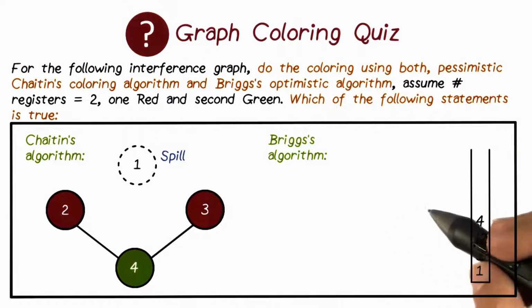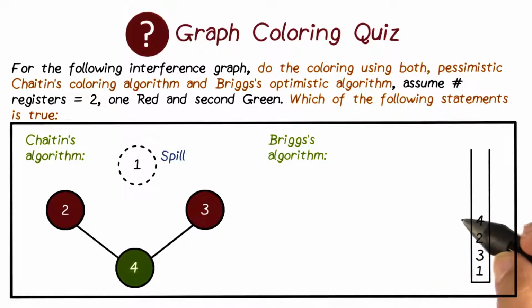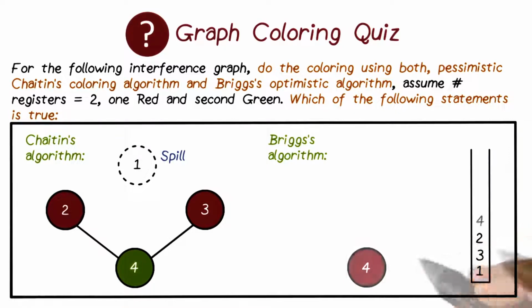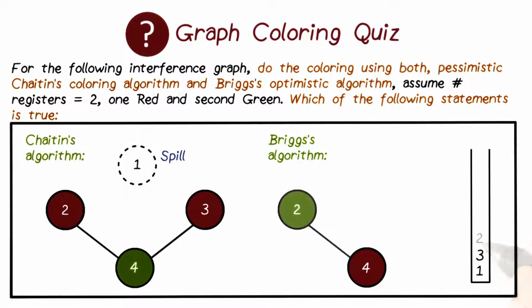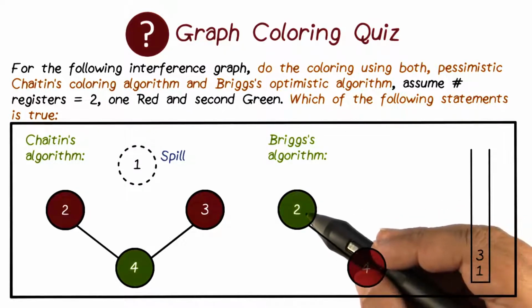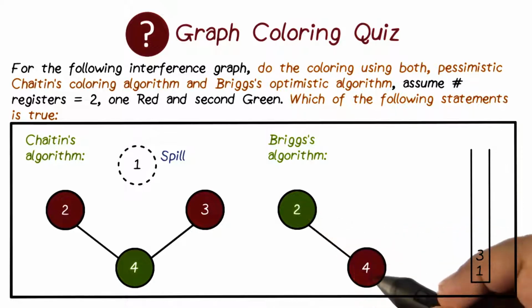No spill decision has been made yet, and now what Briggs' algorithm will do is take these nodes one by one off the stack and assign each a color if available. So what it has done is taken off node 4, which was at the top of the stack, and given it a red color, one of the available colors here. The next thing it will do is take off node 2, which is at the top of the stack, and give it an available color. In this case, node 2 is adjacent to node 4, and so it must get a different color. It got green color here.